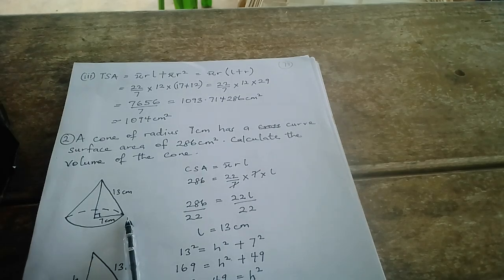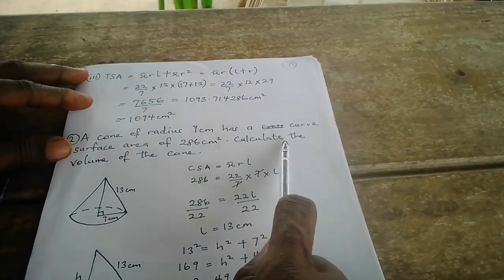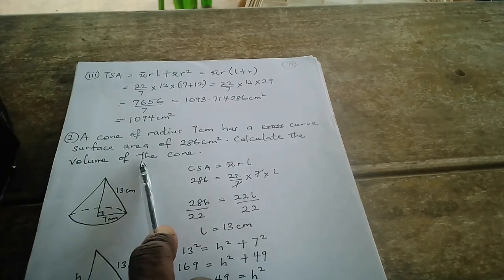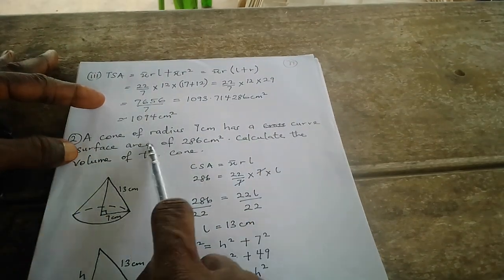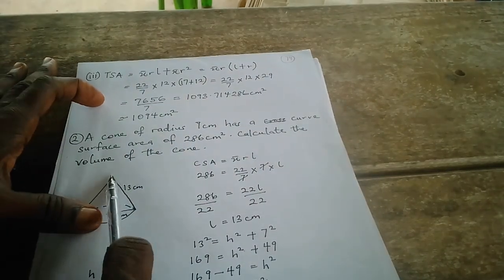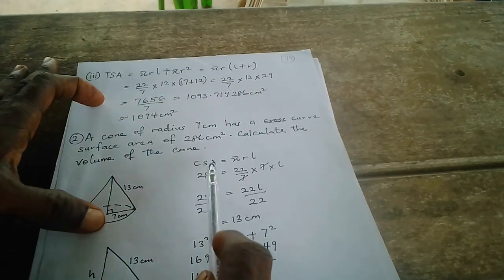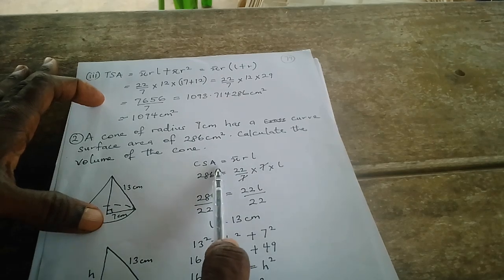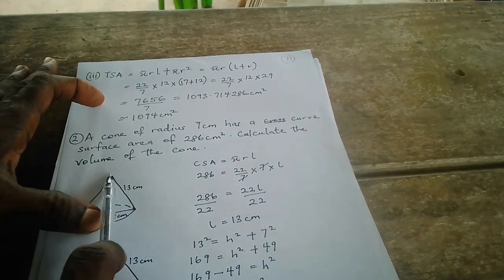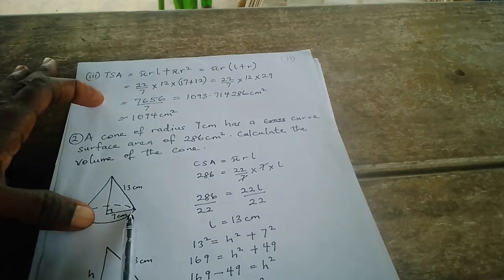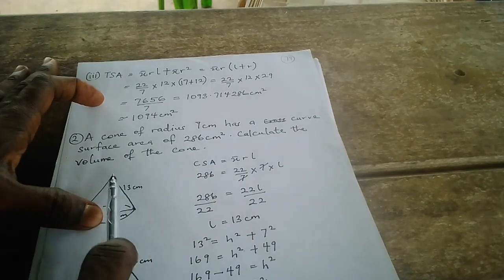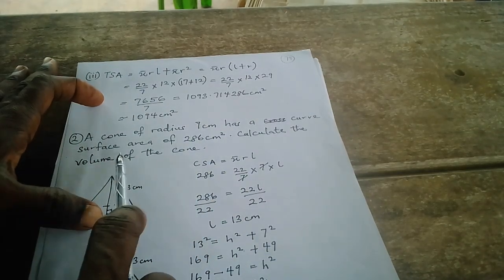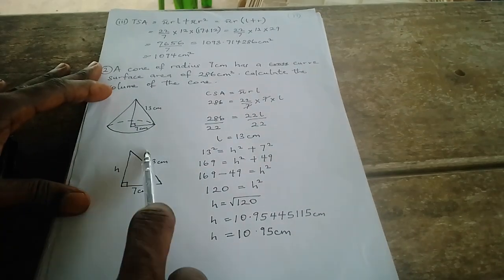The reason we are going through this stress is that we are told to look for the volume of the cone, and for the volume of the cone we need to know the radius and the vertical height. We are not given the vertical height in this question, neither were we given the slant height. We are only given the radius. But from the formula for curved surface area, we have been able to look for the slant height. So we now use Pythagoras rule to look for the vertical height of this cone.